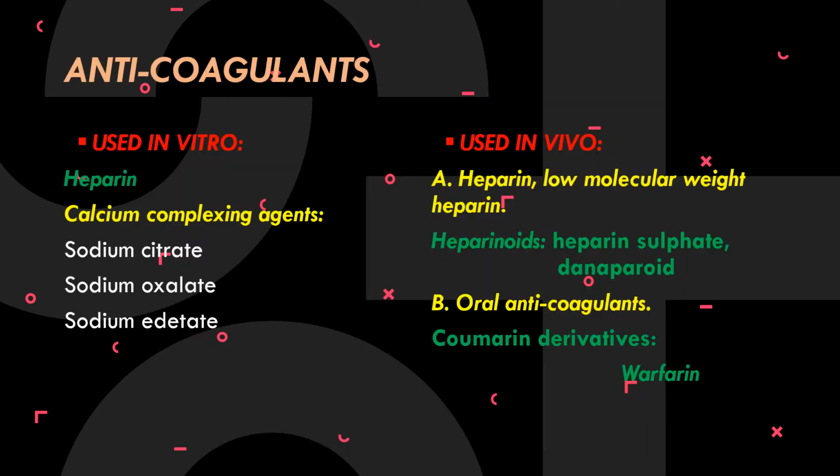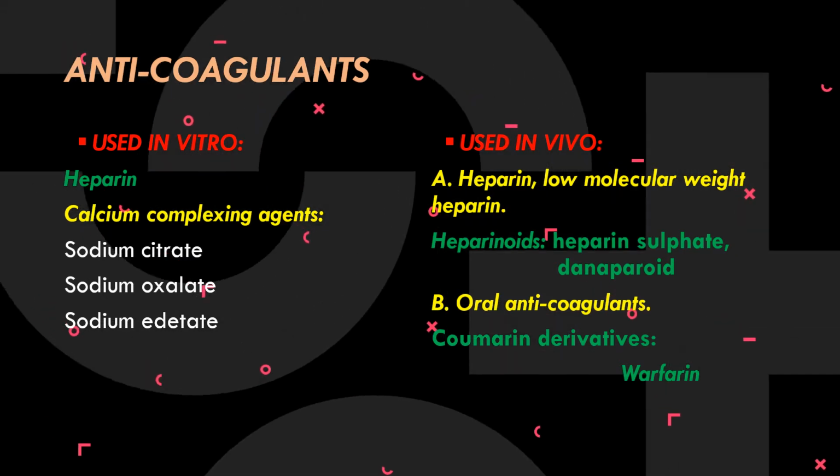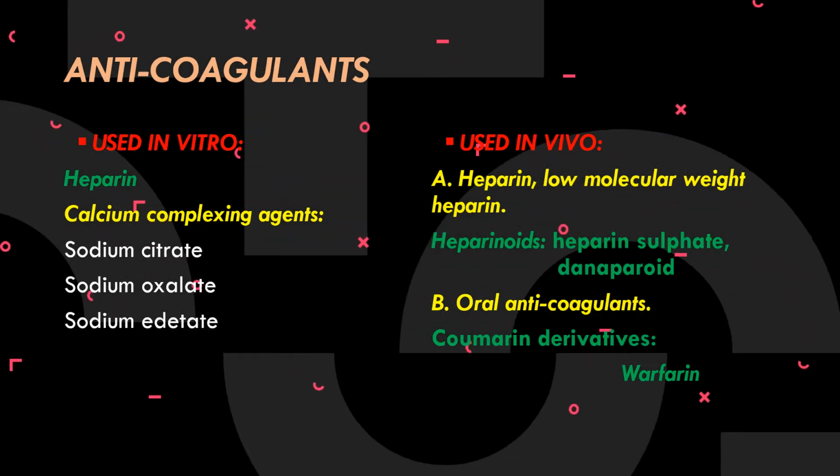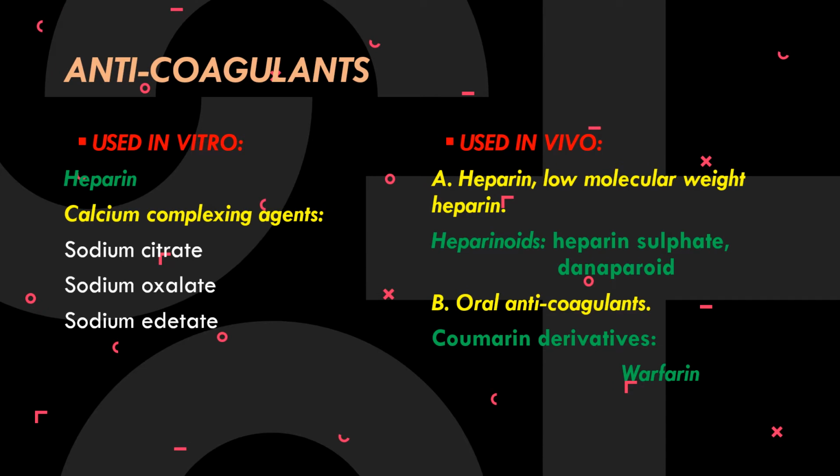So anticoagulants can be classified as used in vitro and used in vivo. In vitro means outside the body, and these can be heparin and calcium complexing agents like sodium citrate, oxalate and acetate. In vivo, which is inside the body, we have heparin and low molecular weight heparin. Other drugs are heparinoids, like heparan sulfate and danaparoid. Oral anticoagulants, which are taken through the oral route, are coumarin derivatives, and the most important drug among the coumarin derivatives is warfarin. You must have heard about heparin and warfarin from your previous knowledge of physiology. So let's move on to our next slide.